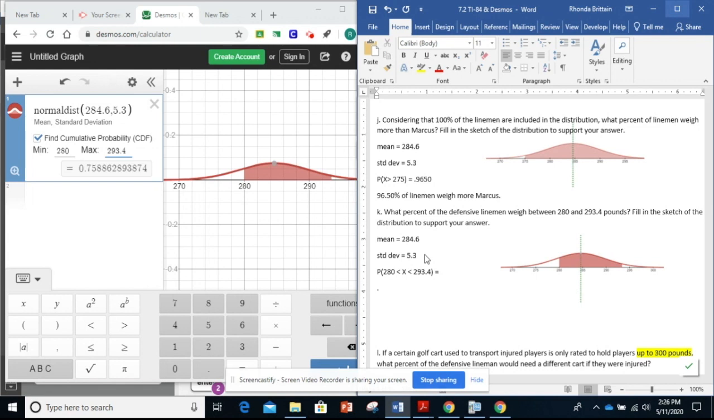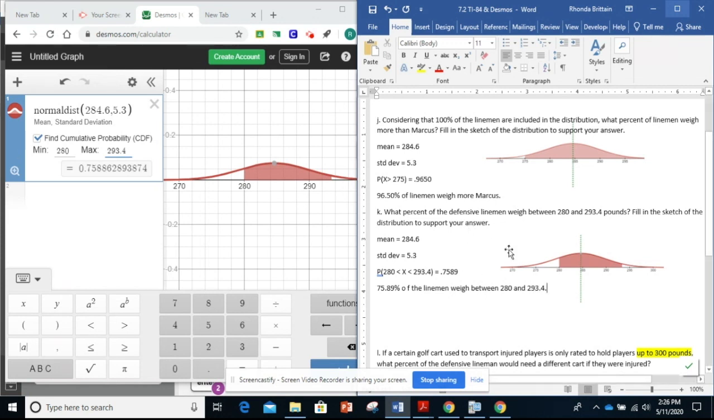So Desmos calculates this very quickly. I get 0.7589, and my final answer needs to be a percentage. So 75.89% of the linemen weigh between 280 and 293.4.